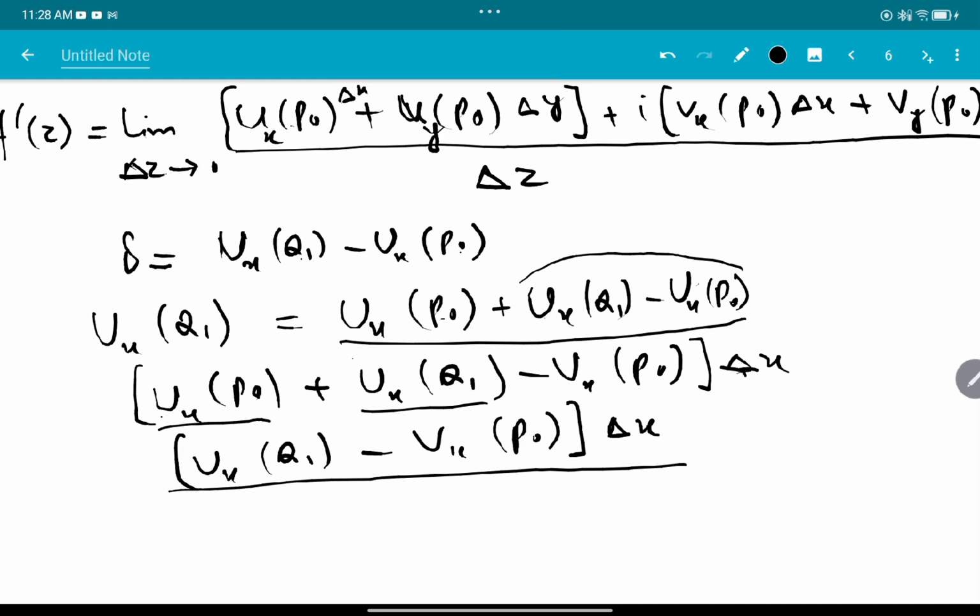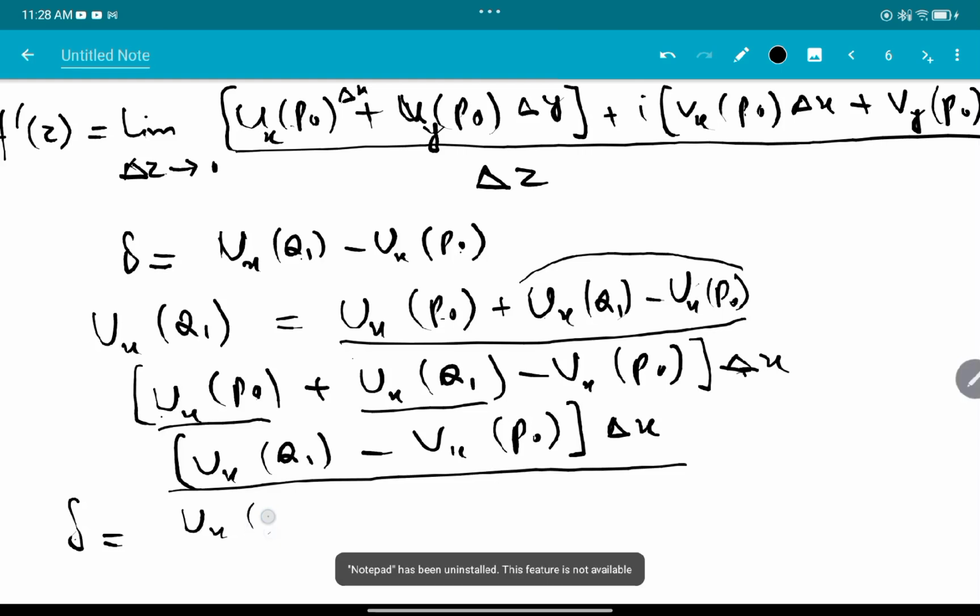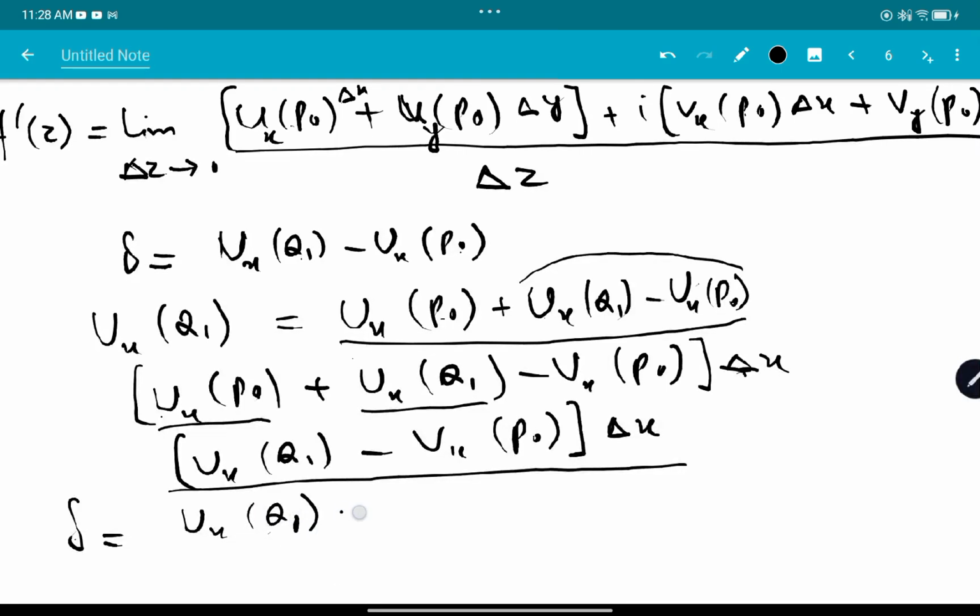Similarly, you will have a part from this term, a part from this term, part from this term. We collect this part separately and call this delta. We call this delta, and don't write all these parts there because it will become too lengthy. So this delta will be equal to, first collect this part, UXQ1, the error made, UXQ1 minus UXP naught into delta x.